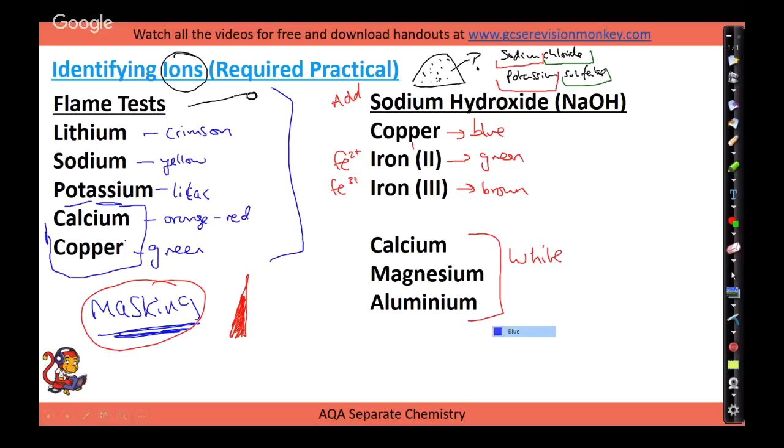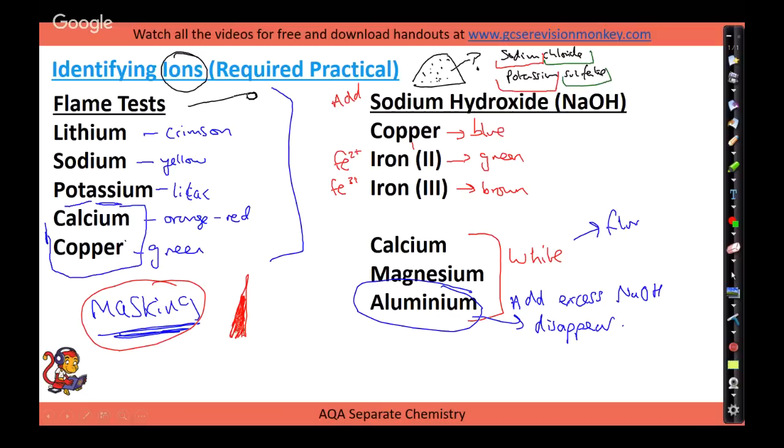Now, the aluminium will disappear if you add excess sodium hydroxide. This will disappear, and that's how you know that one will be aluminium, and the rest of the two will stay. And you might have to do a flame test or another test to work out that that is calcium. If you do a flame test, you can work out that if that goes orange red, you've got calcium. If not, you've got magnesium.